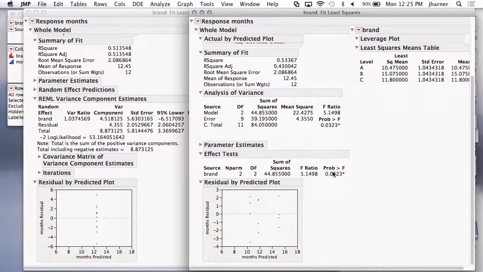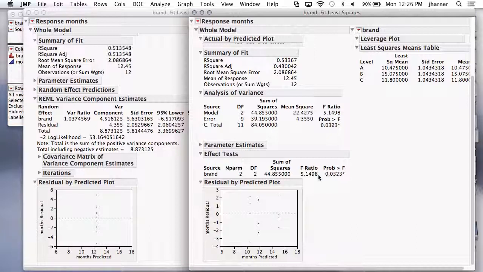which in this case, notice that the p-value for the F-test for the model is the same as for the brand. The model is the brand in this case because we only had one effect. If you had a two-way analysis of variance, that would not be the case. The model would be all the factors, and in this case we just have one factor, so all the factors is in fact the one factor called brand.